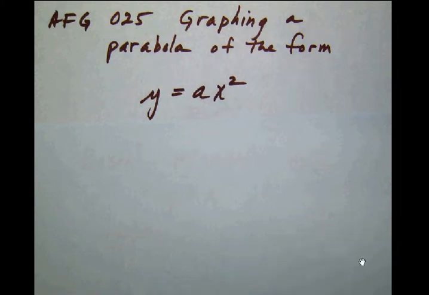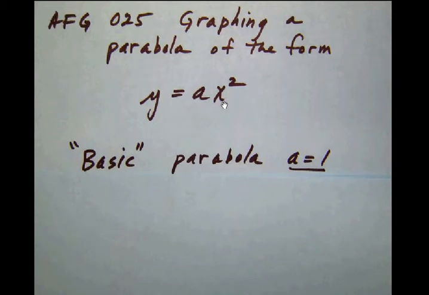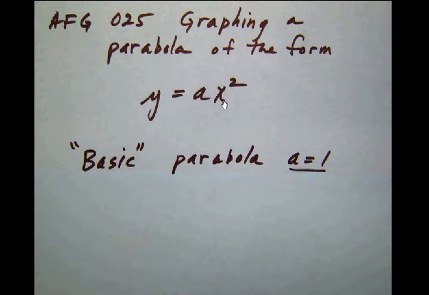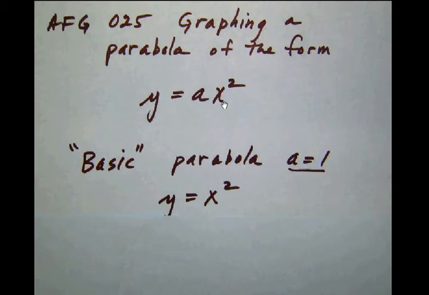In this segment of ALEKS College Algebra, we will be looking at graphing a parabola which is in the form y equals ax squared. Before we head into this one, let me tell you a couple things. It is very useful if we basically memorize what is going on here with what I call the basic parabola, or the parabola where a is equal to 1. And of course, if a is equal to 1, this will simply be y equals x squared.